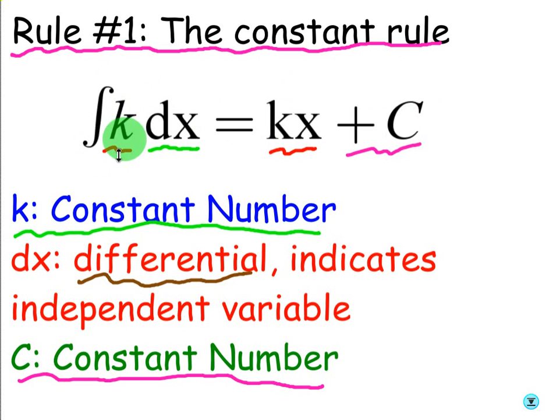You're going the reverse way. You're given the derivative of 7. The original function would be 7x plus some number, because the derivative of that would just be 7. So that's why we have a plus c. Again, k is a constant number, dx is the differential, indicates with respect to x, and c is a constant number. Without further ado, let's take a look at what the graph would look like.